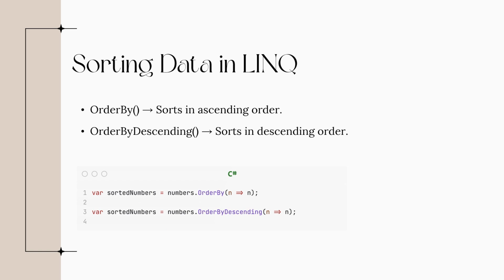For example, if we have a list of employee salaries, we can sort them from lowest to highest using OrderBy. And if we want to see the highest paid employees first, we use OrderByDescending. And this is much easier and cleaner than writing sorting logic manually.